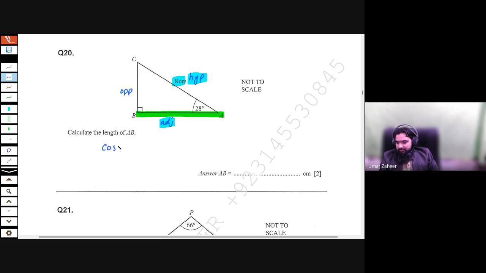So cos of 28 is equal to adjacent, that is AB, divided by hypotenuse, that is 8. Now 8 is dividing on one side, so on the other side it will be multiplied. Yes, please find the value.